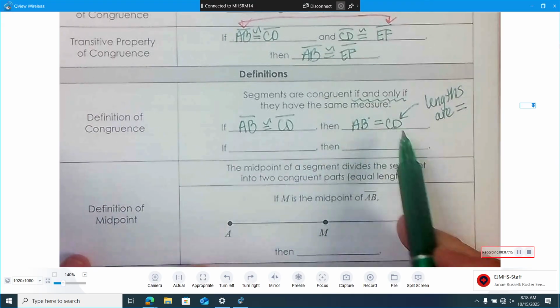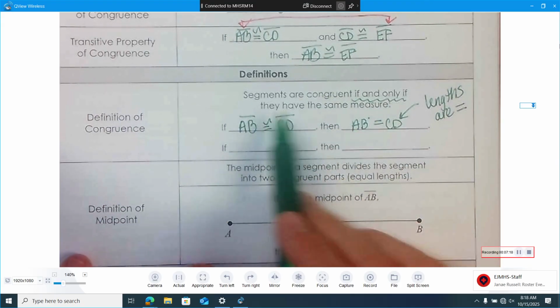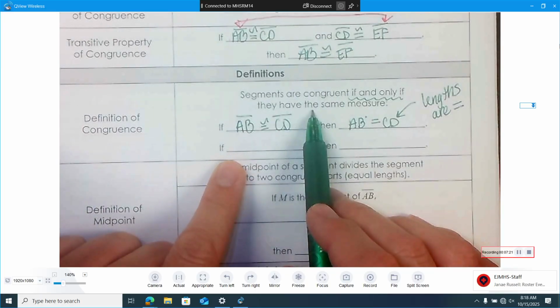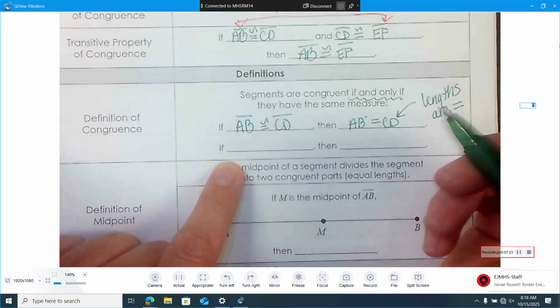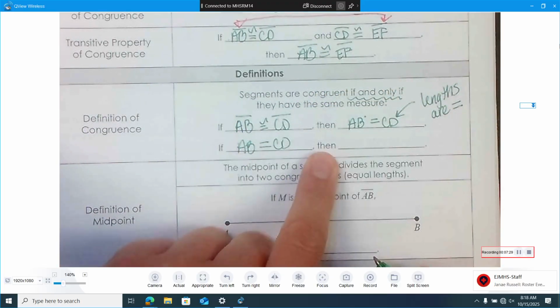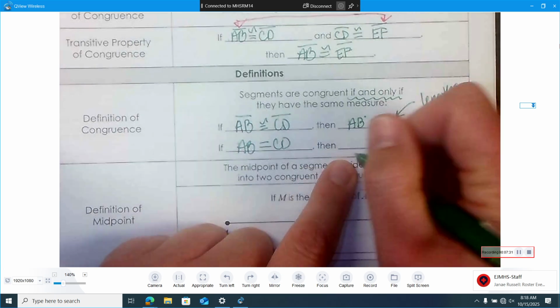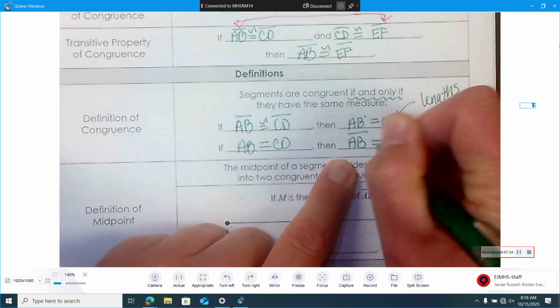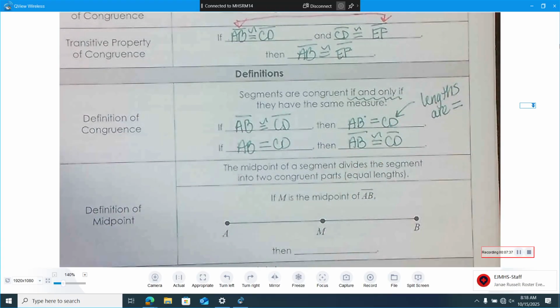If I do the converse of this statement, so if segments have the same measure, so if their measures are equal, so if AB is equal to CD, then we can say that the segments are congruent. So segment AB is congruent to segment CD. And so that's the definition of congruence. If segments are congruent, their measures are equal, and vice versa. Okay? Definition of congruence.